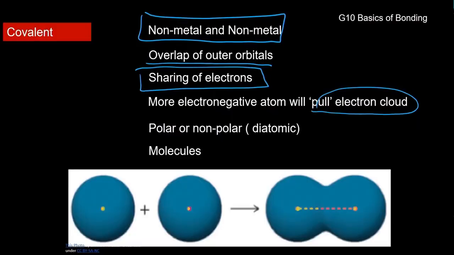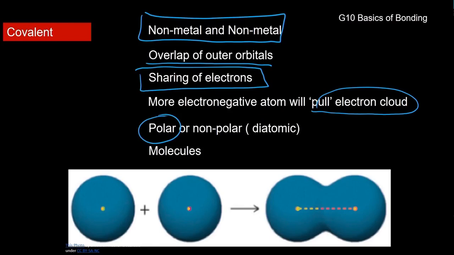Now we talk about an electron cloud because electrons can't really be pinpointed. They're moving so fast and they're so tiny. So we get like a scatter pattern, an idea of where they could be. So it forms like a cloud, and so we talk about the electron cloud. The electron cloud is pulled towards the more electronegative atom. If we have that situation, then we form polar molecules, and we'll get into that a little bit later.